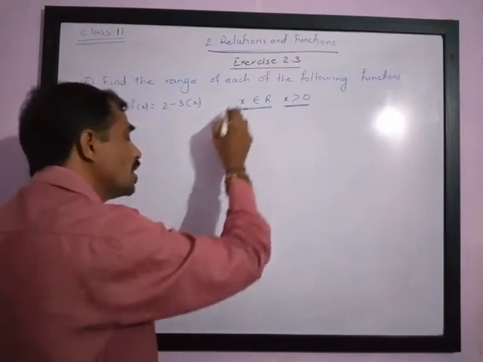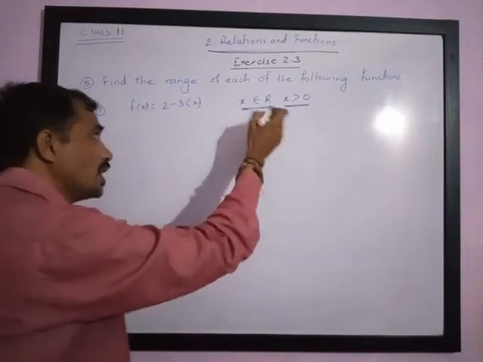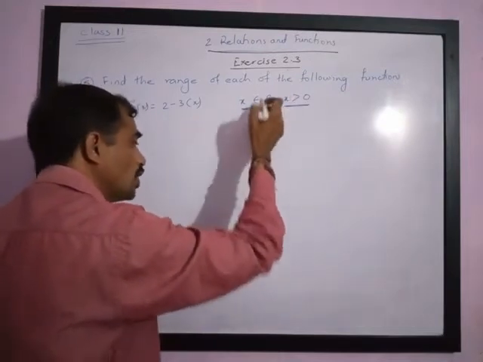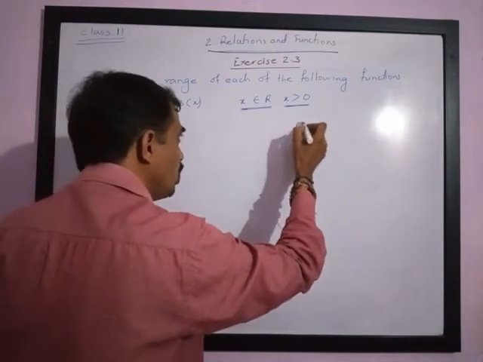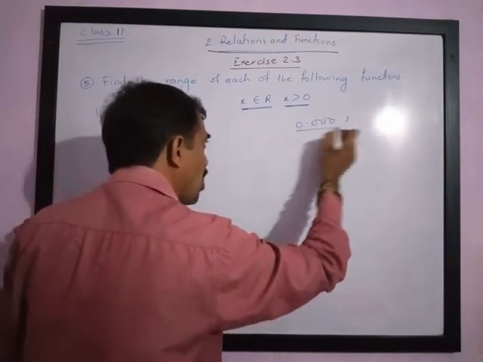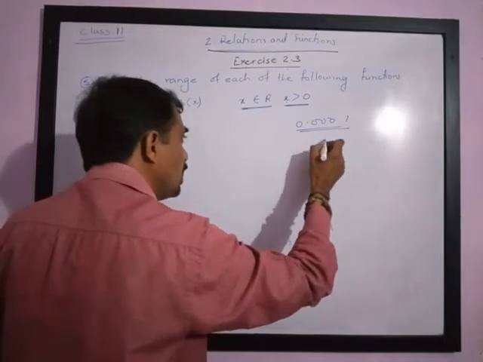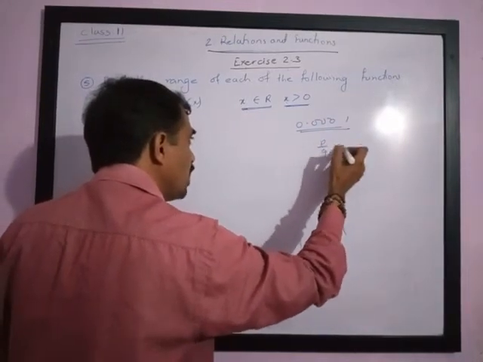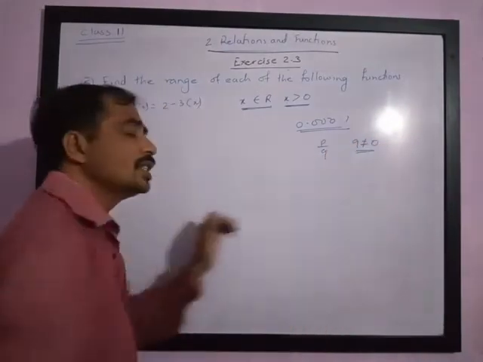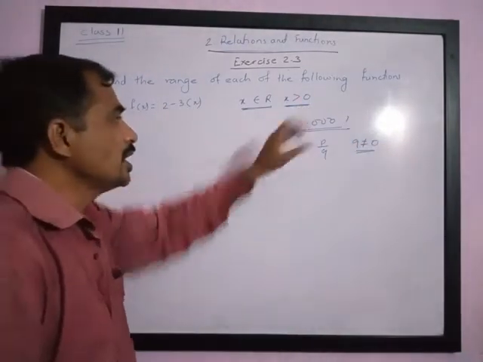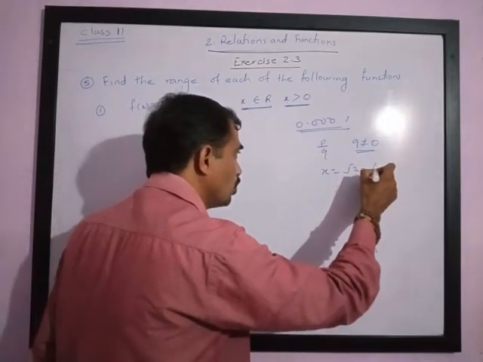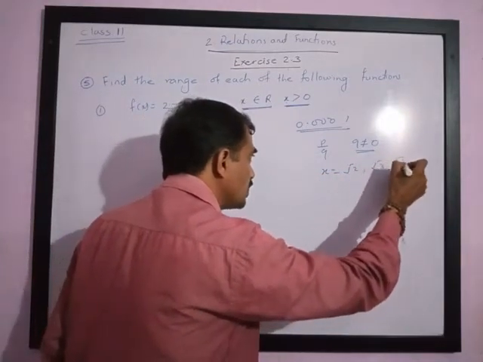It means we must first try to understand what can be the values of x. x is greater than 0 and x belongs to real numbers, which means x can be 0.0001. x will have all the values of p upon q form, where p and q are integers and q is not equal to 0, that is, it will have rational numbers as well as irrational numbers also, root 2, root 3, root 5, like this.